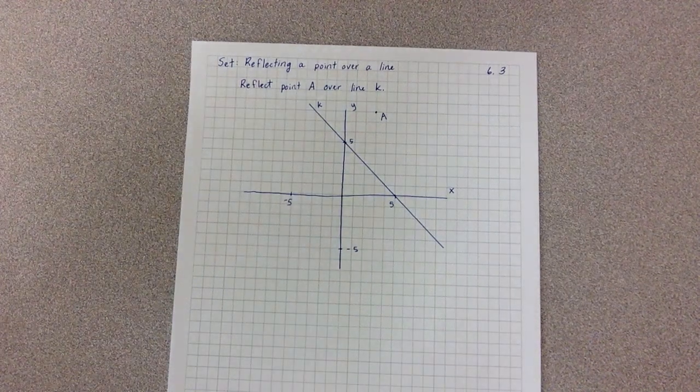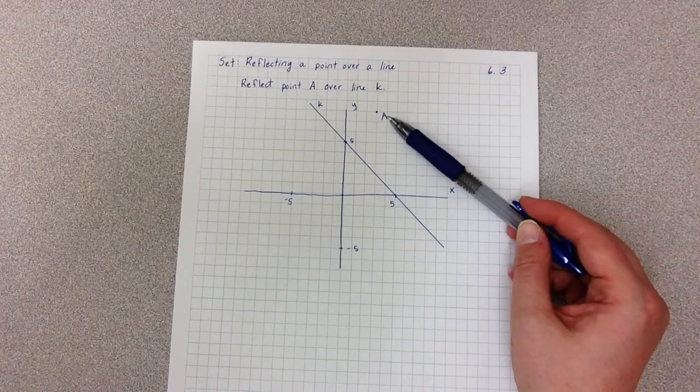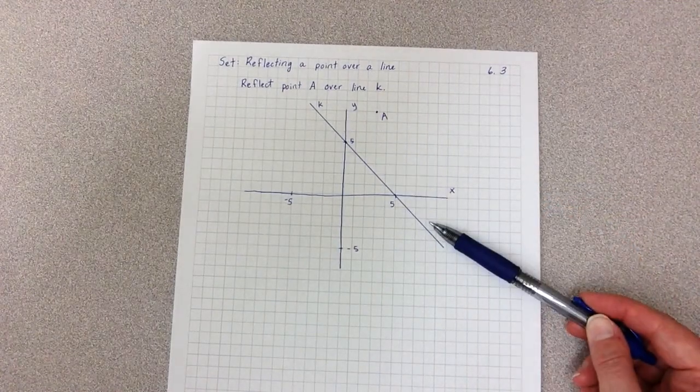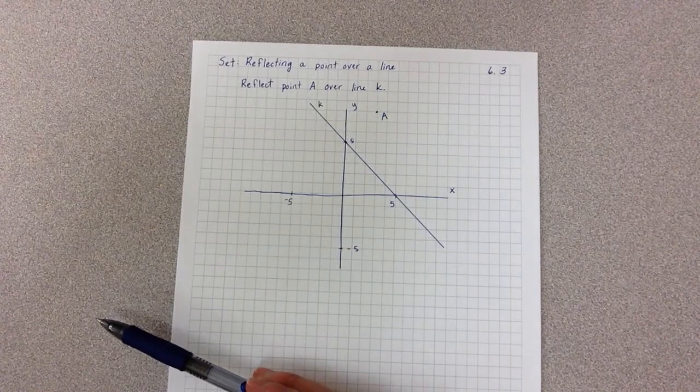These are the notes for the set of 6.3. There'll be two notes for the set of 6.3. This first one deals with the directions of reflecting a point over a line. So we'll do an example. We have point A and we have line K, and we're asked to reflect A over K.